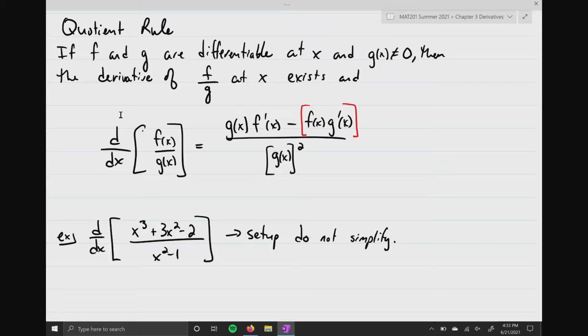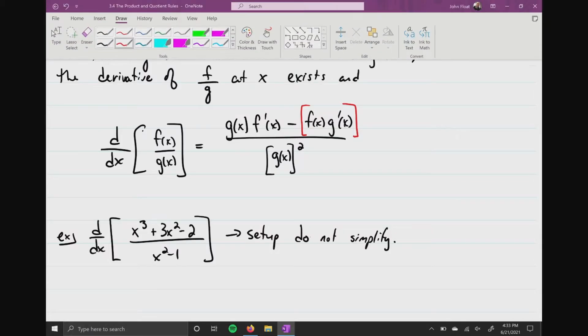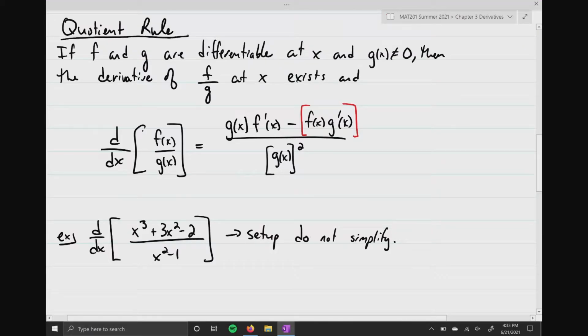So now we're going to go over the quotient rule. Now the quotient rule says, sorry, wrong color. Let me get out the right marker. There we go. So the quotient rule just says, if f and g are differentiable at x, and g of x does not equal 0, then the derivative of f over g at x exists, and the derivative of f of x over g of x equals g of x times f prime of x minus f of x times g prime of x, all over g of x squared.